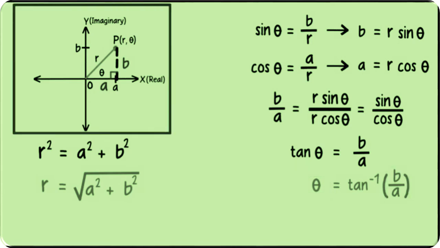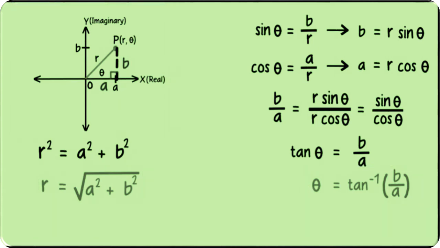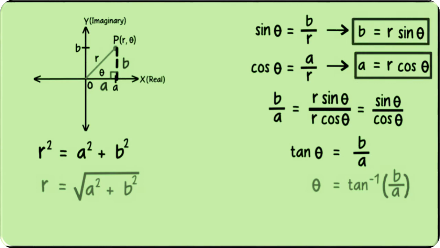With this, we have successfully represented R and theta in terms of A and B. So if we have the real and imaginary part of the complex number, we can represent it in the polar form as well. In the process of doing this, we have also derived a couple of other relations. A is R cosine theta and B is R sine theta.